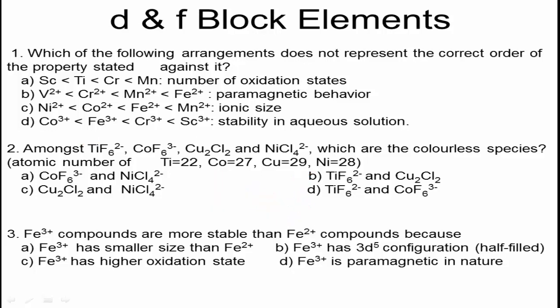Next, question number 3. Fe3 plus compounds are more stable than Fe2 plus compounds because option A, Fe3 plus has smaller size than Fe2 plus, option B, Fe3 plus has 3d5 configuration, half filled, option C, Fe3 plus has higher oxidation state, option D, Fe3 plus is paramagnetic in nature.